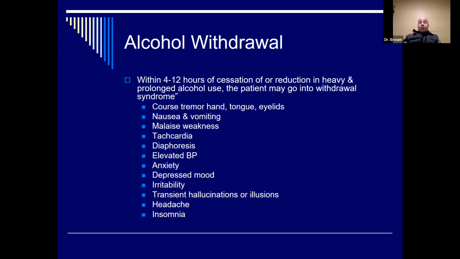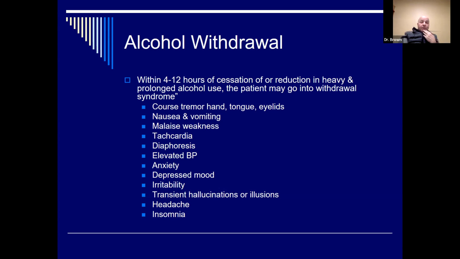So again, take home message: within 4 to 12 hours. Does anybody know the medication that we use to prevent withdrawals or to assist if somebody's withdrawing? Think about it, because I've said this in orientation. That would be your benzos, and some of the benzos are Ativan, Klonopin. Okay. The one that we give a lot is Librium, because Librium's half-life is long, so it stays in the system longer.